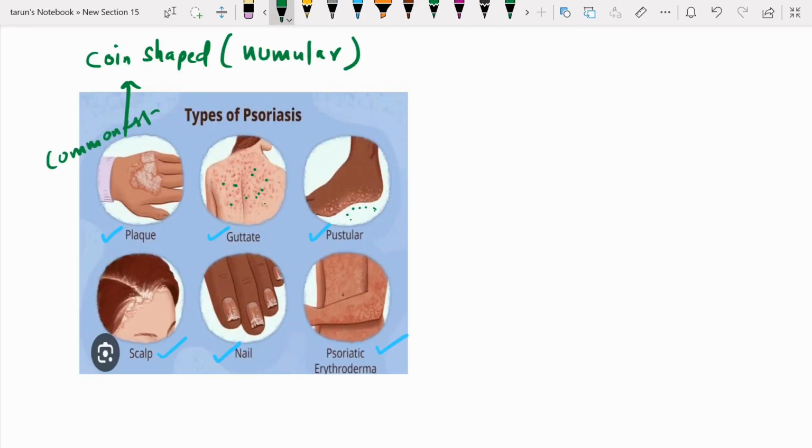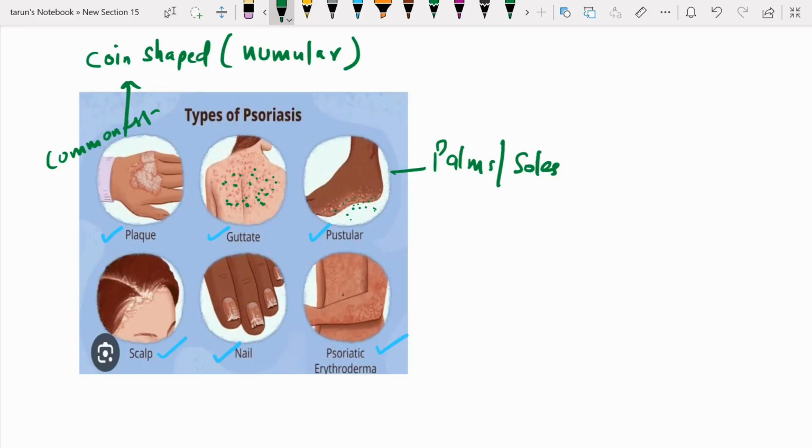Then we have guttate psoriasis. Here we will find raindrop-like lesions on the skin surface, as we can see here. Then there is pustular psoriasis, where pus is found in the lesions, and it is seen in the palms and soles.